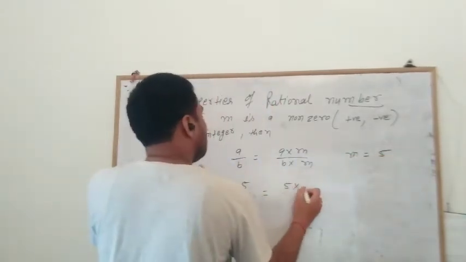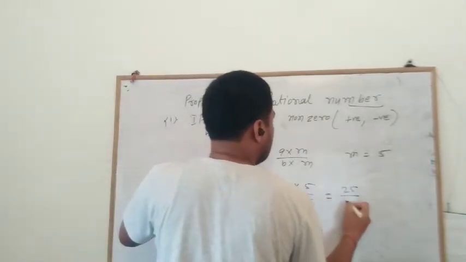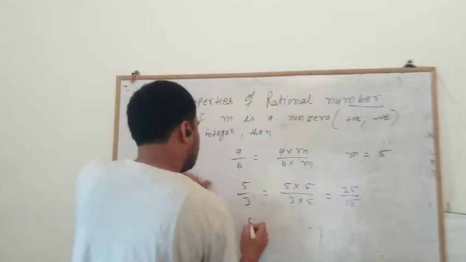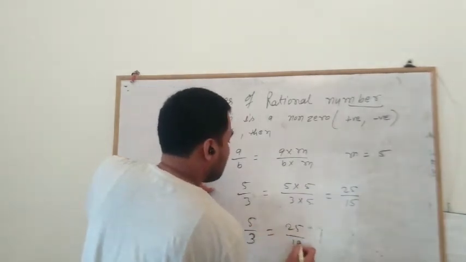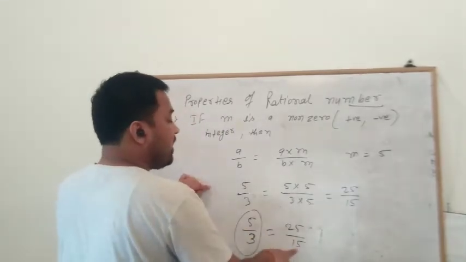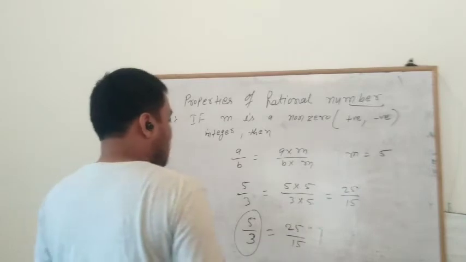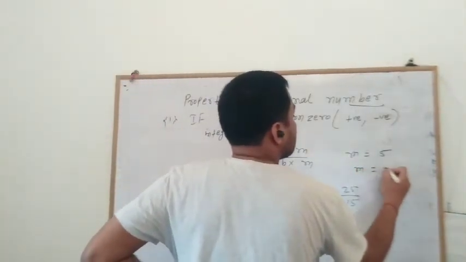So here write 5 into 5 by 3 into 5. So it is 25 by 15. So 5 by 3 is equal to 25 by 15. So 5 by 3 is a standard form of 25 by 15. Okay. Here we can take negative integers as well, like m is equal to -2.